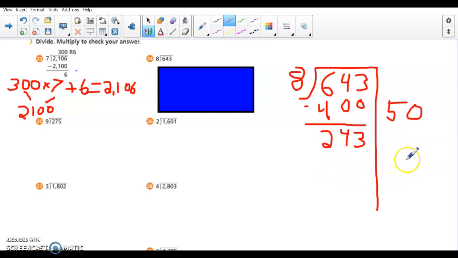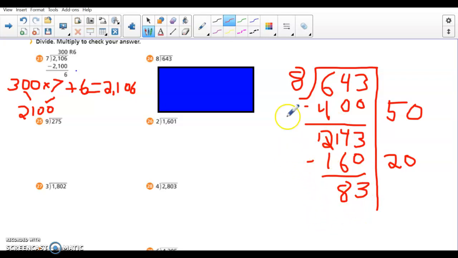Well, I could pull out 10 eighths, but one thing I notice, I know my 2s really well too. If I pull out 20 eighths, that's going to be 160. And if I subtract that, now I have 83. Ooh, I see something. If I take out 10, I'm going to take out 10 more 8s. That's going to get me really close. And I subtract. I have 3 left over.